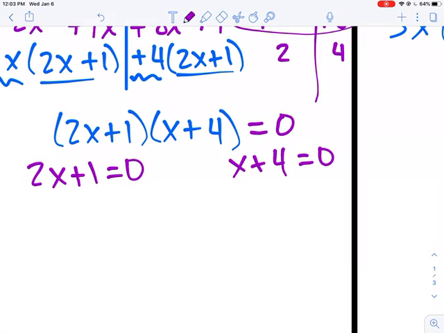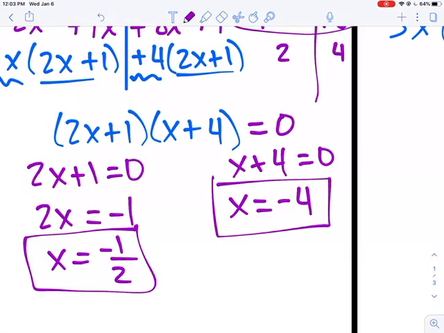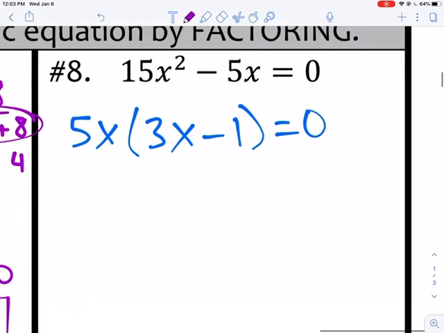But to work it out, you'll subtract 1 from both sides, and then you'll divide by 2 for one of our solutions here. And then we'll subtract 4 on this side for our second solution.